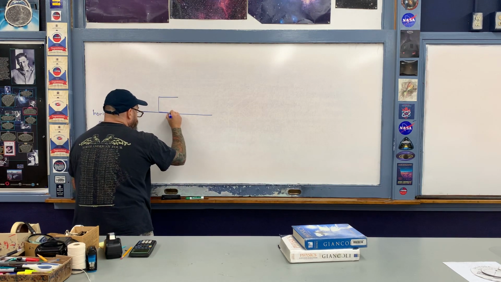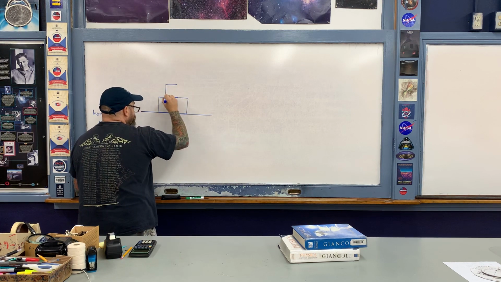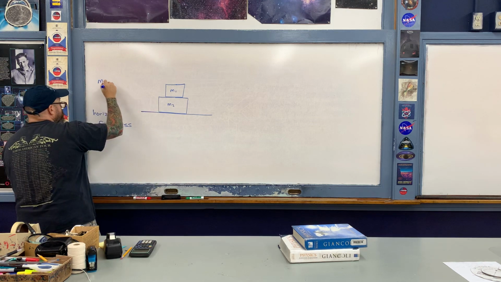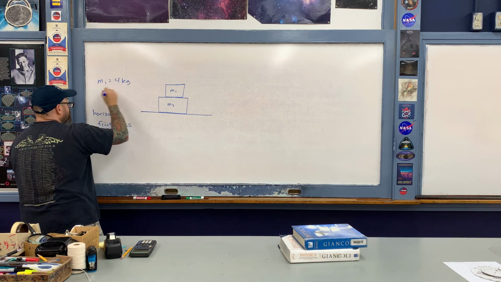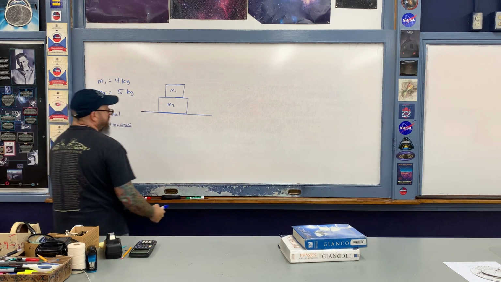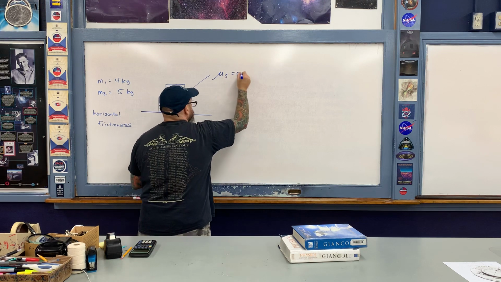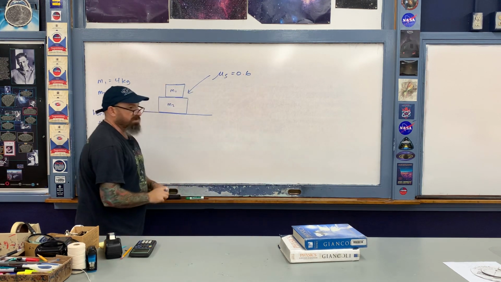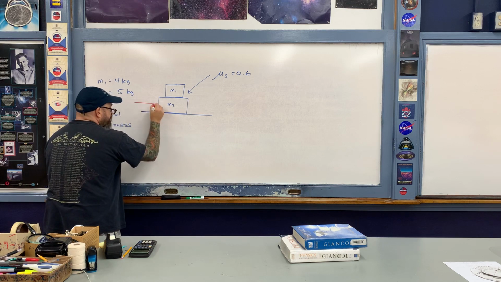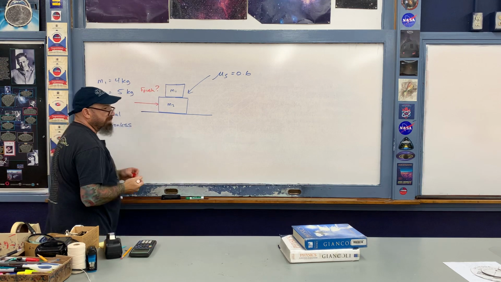I'm going to call the bottom book M2 and the top book M1. M1 is given to us as 4 kilograms, and M2 is given to us as 5 kilograms. Then we're given the coefficient of static friction between the two books, 0.6. Then what we're going to do is push on the bottom book with this force F push. This is going to be our unknown.